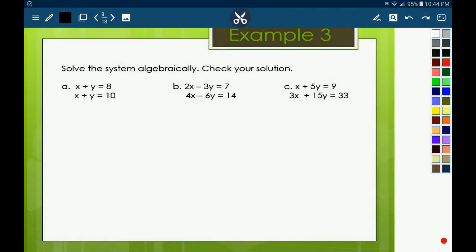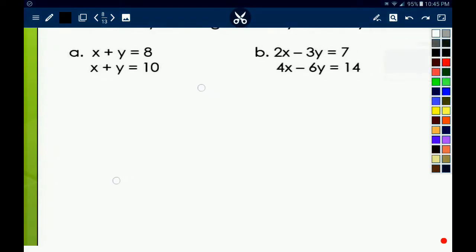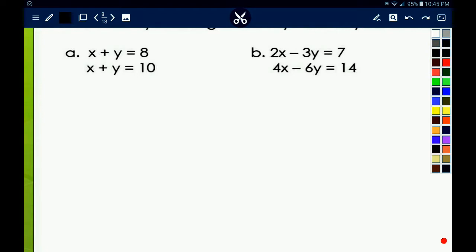All right, so in this example, I just wanted to give us a couple of different types of equations where we may have to change something about them first in order to apply the addition method. So if we take a look at the first system we have here, part A, we have x plus y equals 8 and x plus y equals 10.